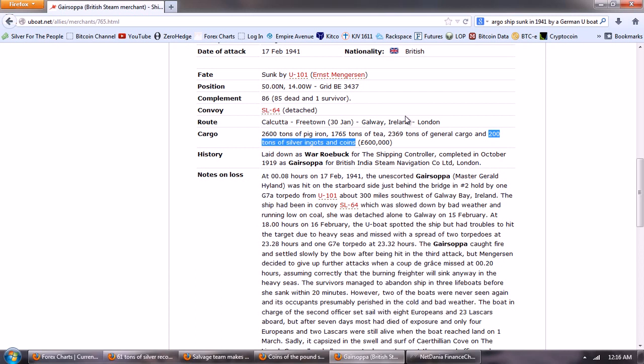We can see here's the cargo: pig iron, tea, general cargo, and 200 tons of silver ingots and coins, 600,000 British pounds. Now, the first thing I would say is that they show in the video that they're claiming they've, I think, twice now had one haul of 60 tons, another haul of 40 tons. So we're talking about 100 tons, and my guess is that's probably most of it.